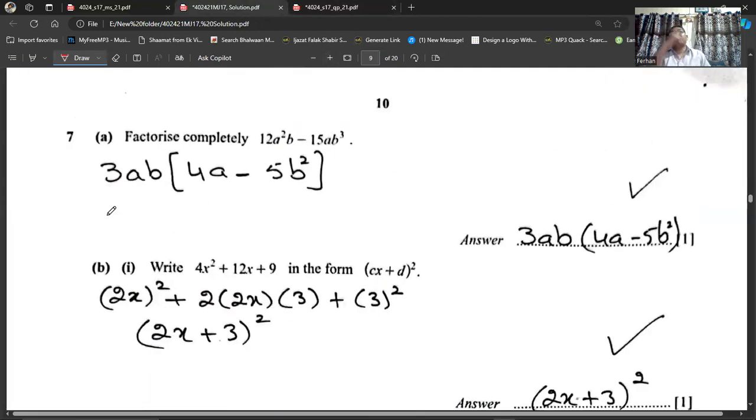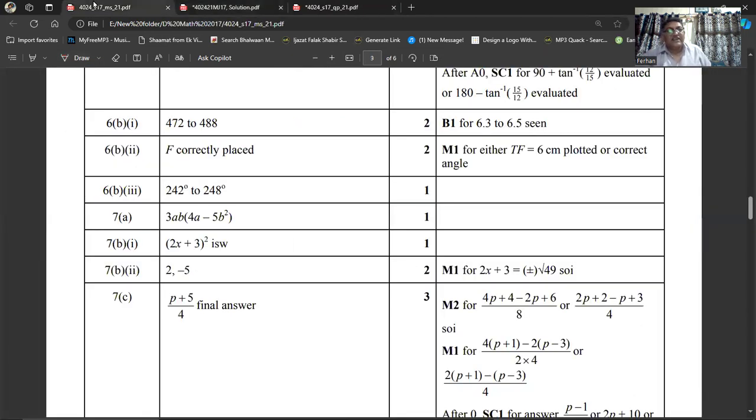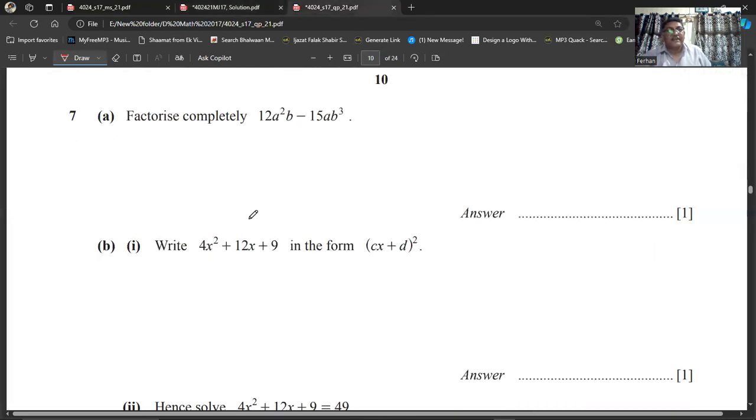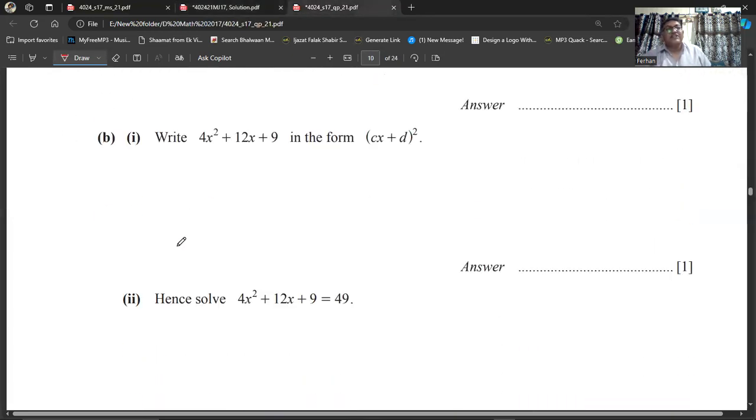Okay, so when you take 3ab common, in the bracket you are left with (4a minus 5b) square, bracket close. That is the right answer, sir. Let's check. Our answer is right. This is our answer. Perfect answer.